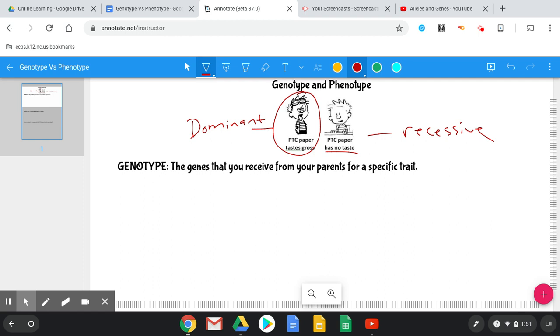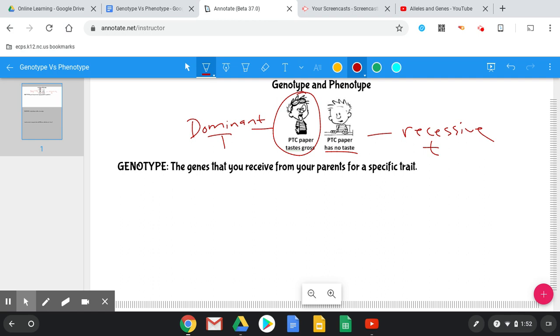Okay, so in the case of PTC, we're going to choose to use the letter T. So capital T is going to represent the dominant gene for tasting the bitterness in PTC, and a lowercase t is going to represent the recessive gene for not being able to taste anything at all.